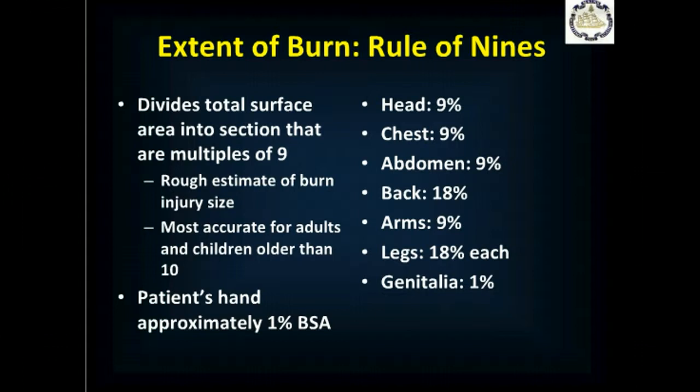And when you're estimating the extent of the burn, it's not a one-size-fits-all thing. It's not that if they have any burn at all in the arm, you get the full 9%. If you burn half the arm, it's 4.5%. If you burn the chest and half the back, that's 18% total, 9% for the chest, 9% for half the back.